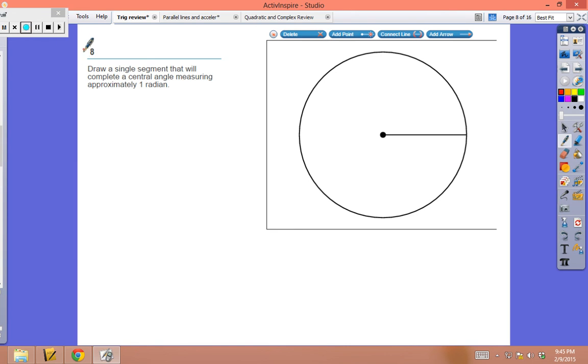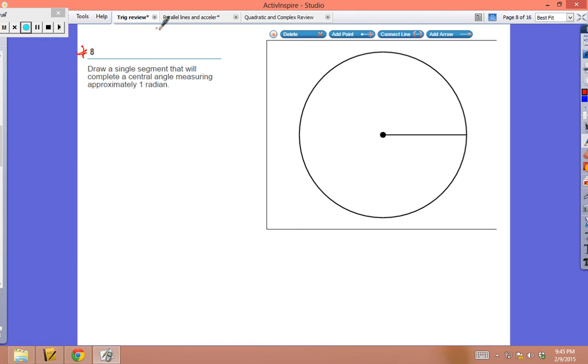Okay, this is a good question. They want to know approximately how big is 1 radian, and here's what you know. You know that pi radians is equal to 180 degrees. So that's what we know. Half of the unit circle is pi radians. But we need to change this to a number.